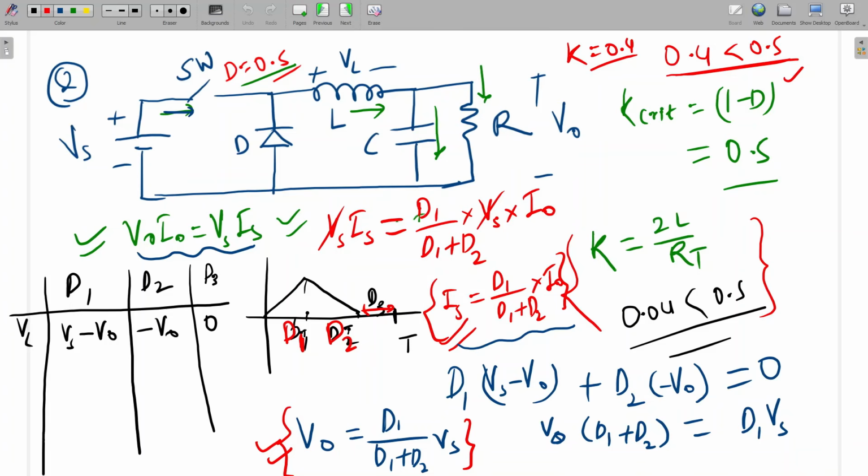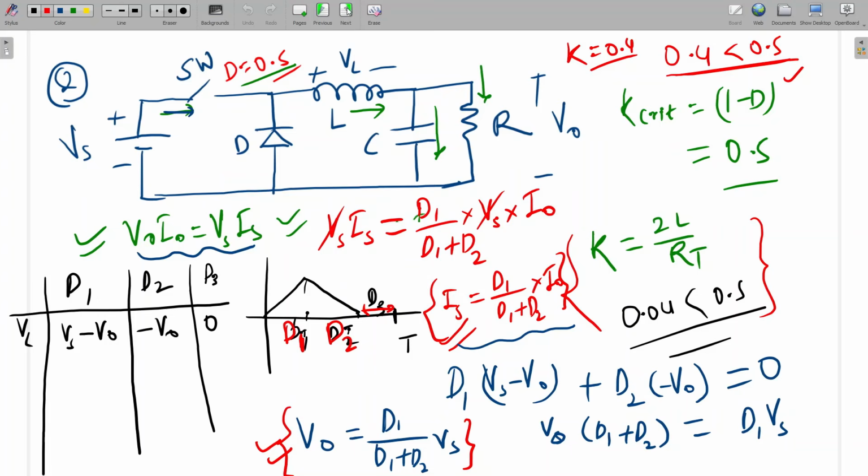In a GATE question, if they are asking one parameter, you can try to calculate other parameters also in the same question. Okay, so the next question I have taken from GATE previous year only. First they have given continuous conduction, so first we will solve in the continuous conduction mode only. Later I have changed some data, so after that we will see how it will work in the discontinuous conduction mode.